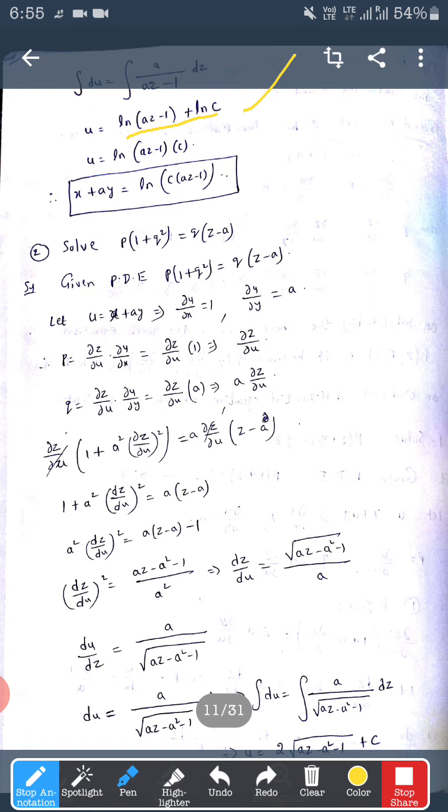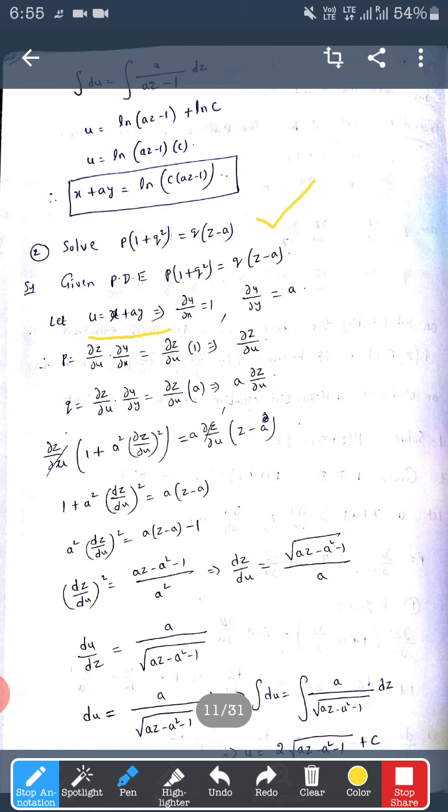Therefore, after substituting u in place of x plus ay, this is the solution. This is the method of solving type 3 equation. And coming to the second example, p into 1 plus q square is equal to q into z minus a.